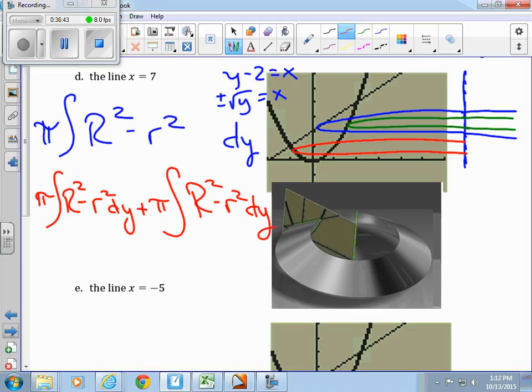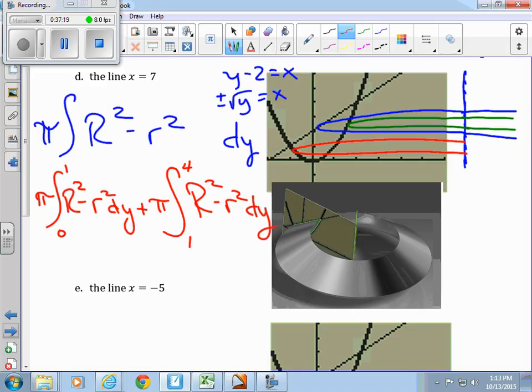What 2 pieces? 0 to the first intersection, right? 0 to, it looks like 1. I think it is 1. And then from 1 to 4, is that right? 0 to 1 and 1 to 4. Because we got 2 for the x value of it, right? So x squared gives you a 4 for y. Oh yeah, you have to do it.